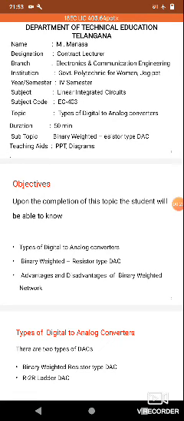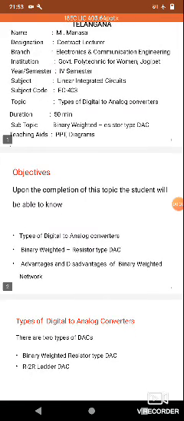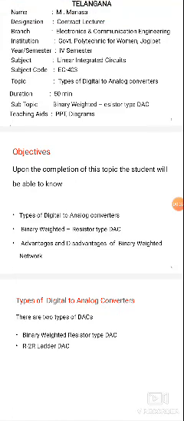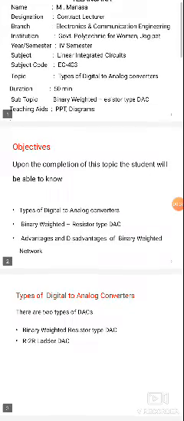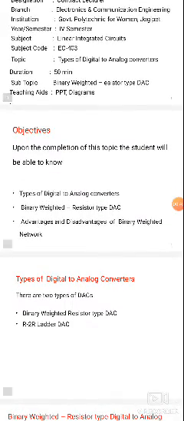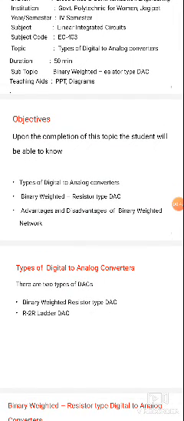The definition of an analog signal is that it changes continuously with respect to time. The amplitude of the signal changes continuously with respect to time. A digital signal is a discrete signal. It contains only two values: one is binary 1 and the other is binary 0. Binary 1 indicates the high level and binary 0 indicates the low level.